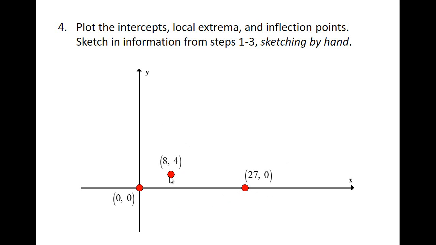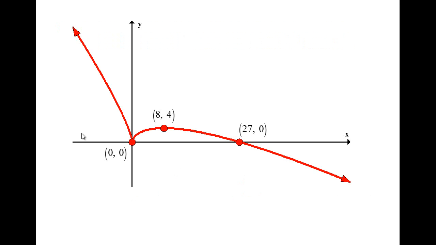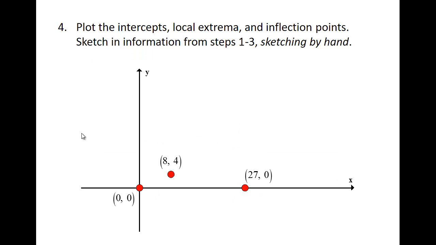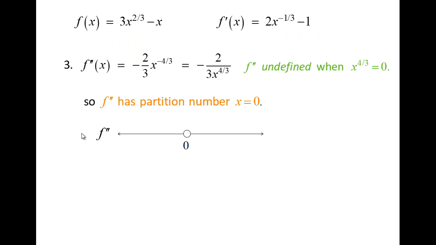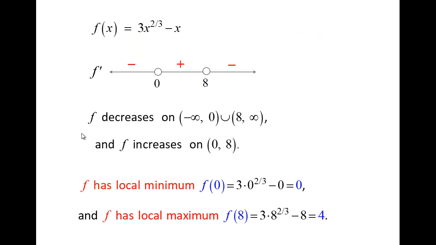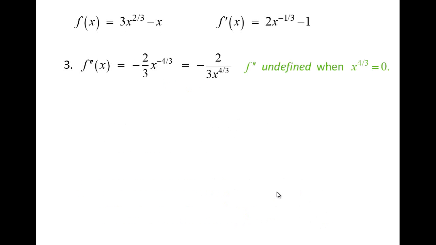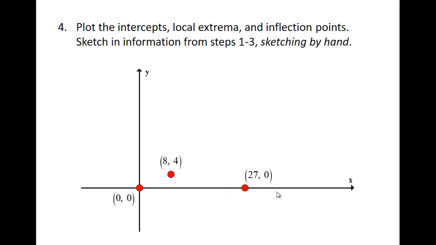And also recall, okay, so let me go back a bit. Recall that we have a local minimum at 0 and a local max at 8, right? And f of 8 is 4. So the local max is at the point (8, 4), and the local min is at the point (0, 0). (0, 0) is also an x-intercept. So we are plotting those.